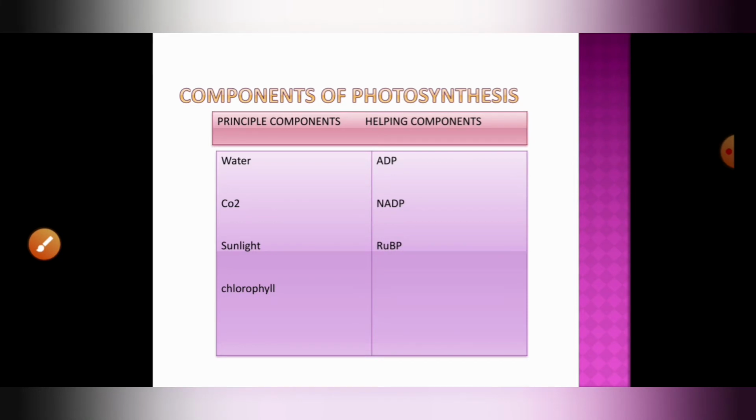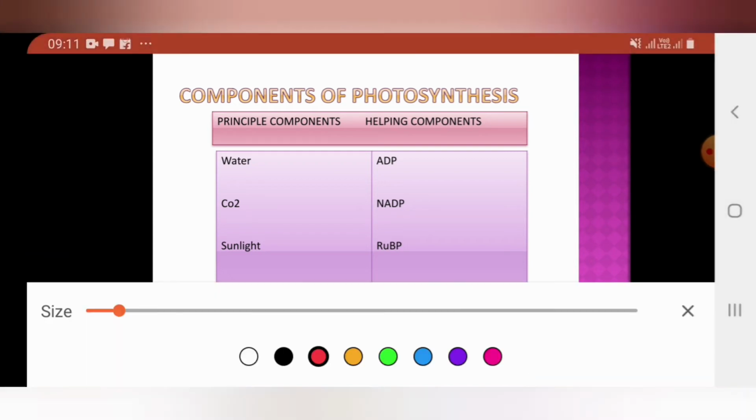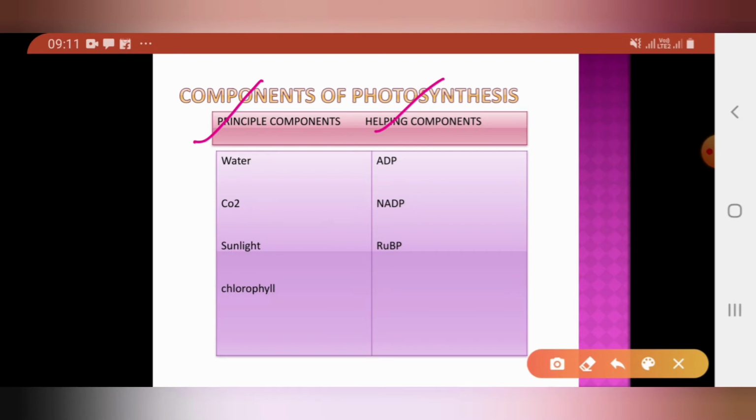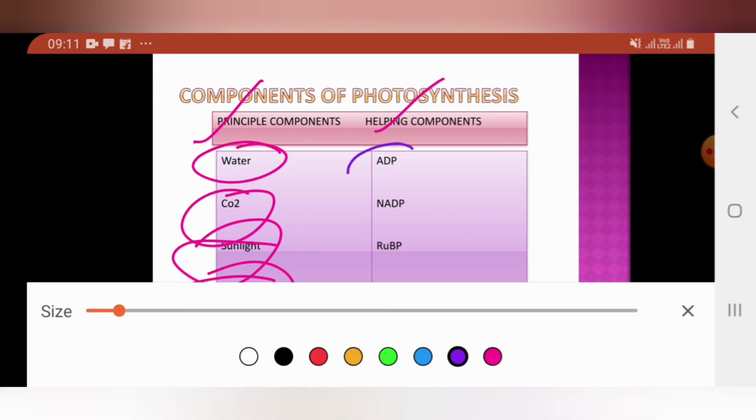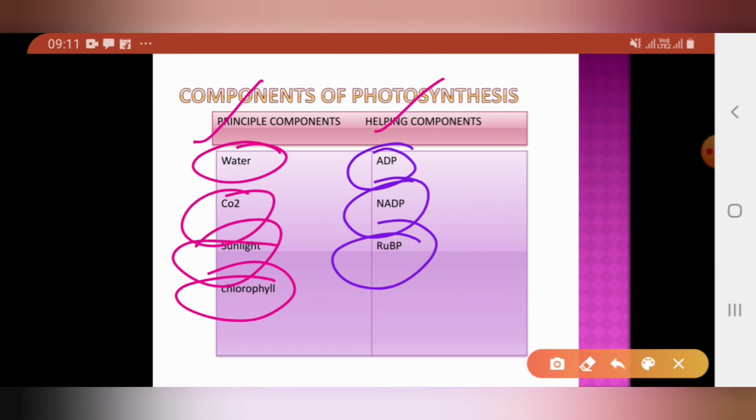So now the components of photosynthesis. Here I divided them into two parts. One is the principal components and another is the helping components. The principal components are water, CO2, sunlight and chlorophyll, and the helping components are ADP, NADP and RuBP. ADP means adenosine diphosphate, NADP means nicotinamide adenine dinucleotide phosphate, RuBP means ribulose bisphosphate.